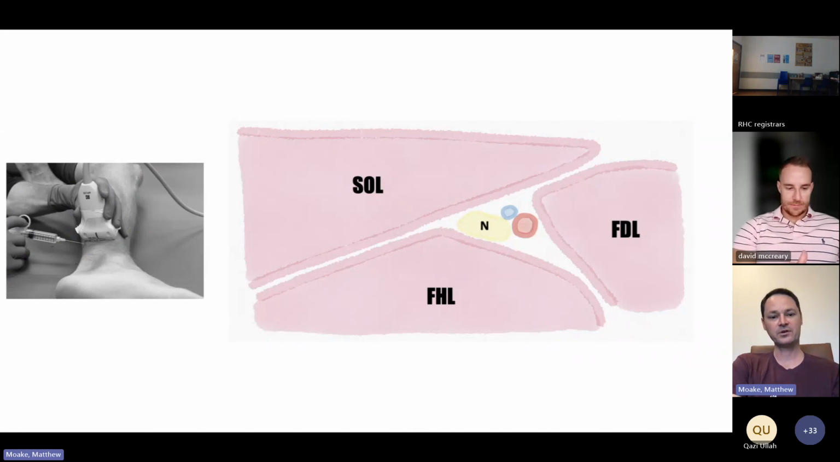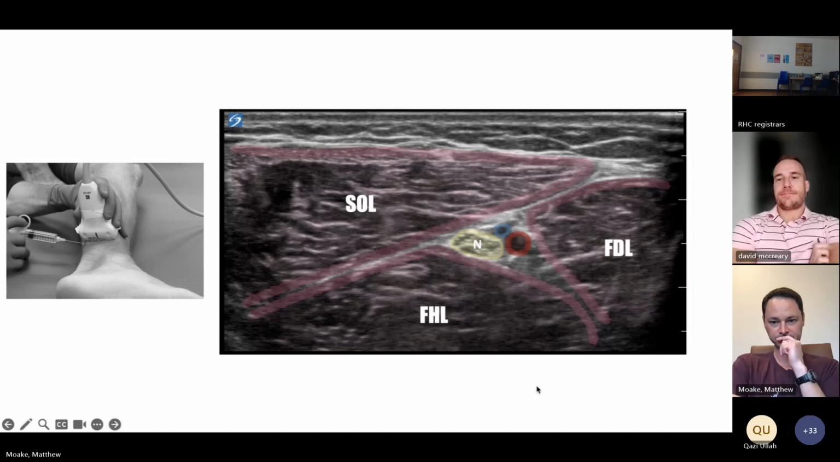If you move up further, and realistically this is probably a little bit further up the leg than this shot is showing, you'll now get the bony structures and the Achilles out of the way, and be able to go right through the soleus and ideally get a nice clean shot right into that fascial plane with the nerve itself.